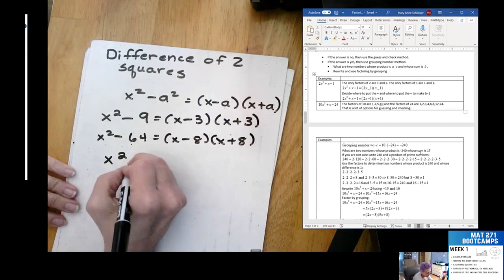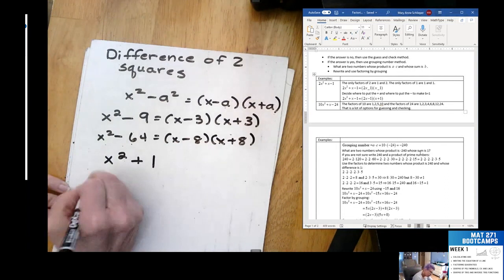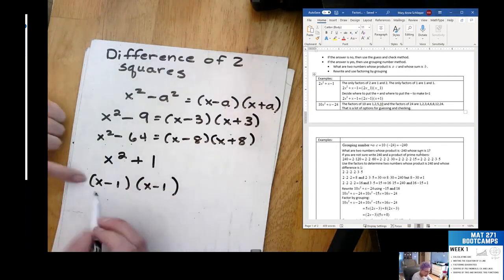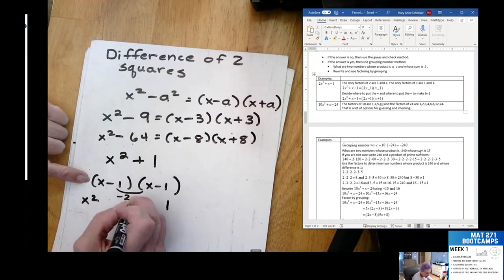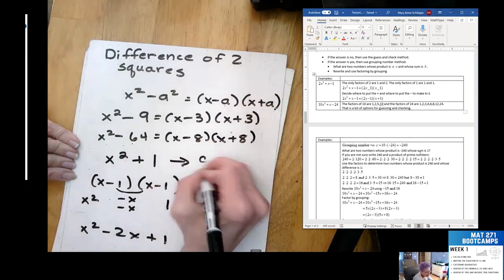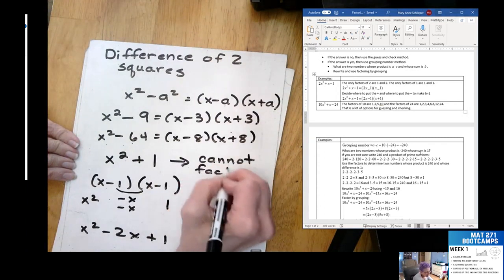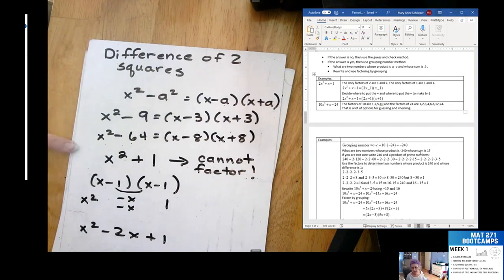Now, I ask you, if you had x squared plus 1, how would you factor that? Would it be x minus 1, x minus 1? Well, if you have x minus 1 times x minus 1, it gives you the x squared that you need. It gives you the 1 that you need, but your middle term would be minus x. And outers would give you minus x, so you'd have x squared minus 2x plus 1. That was a trick question. This one you cannot factor. It looks so friendly. It looks like, oh, we should be able to factor that. No, you can't factor that thing.